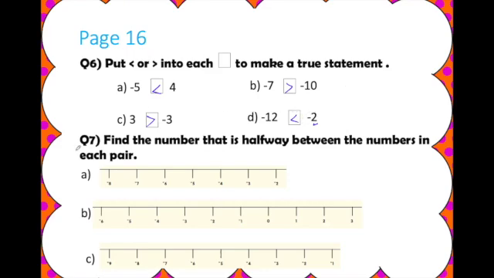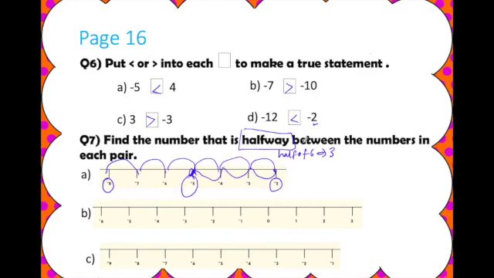Let's move on to question 7. Find the number that is halfway between the numbers. This can be done in 2 ways. Since we have a number line, let's do it on a number line. Starting from -8 until -2, we count how many steps? 1, 2, 3, 4, 5, 6 steps. Halfway, we have to take half of 6 steps. Half of 6 is 3. So we have to go back 3 steps. 1, 2, 3. So our answer is -5.